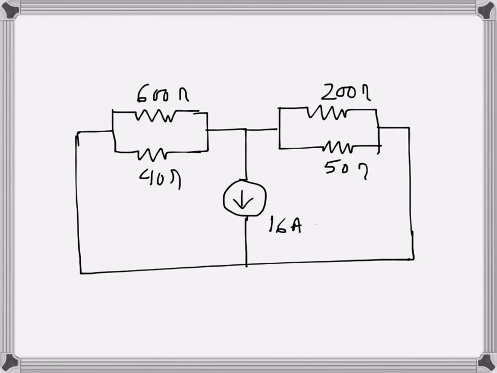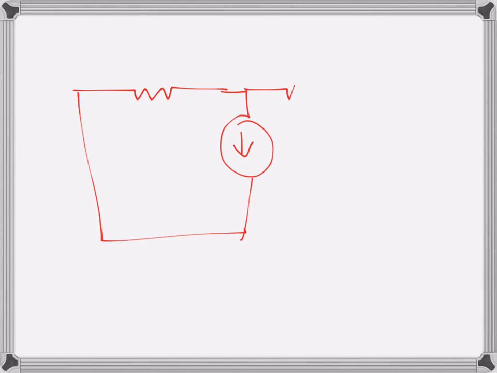In this circuit, I intend to find the currents flowing through each of the resistances. There are 4 of them. So first, I will try to find the parallel equivalent of these two and these two. I will draw a simpler circuit that will have just one resistance there and then like that.